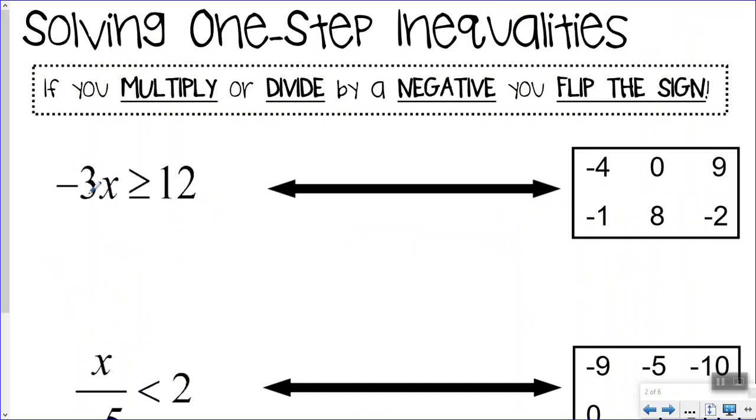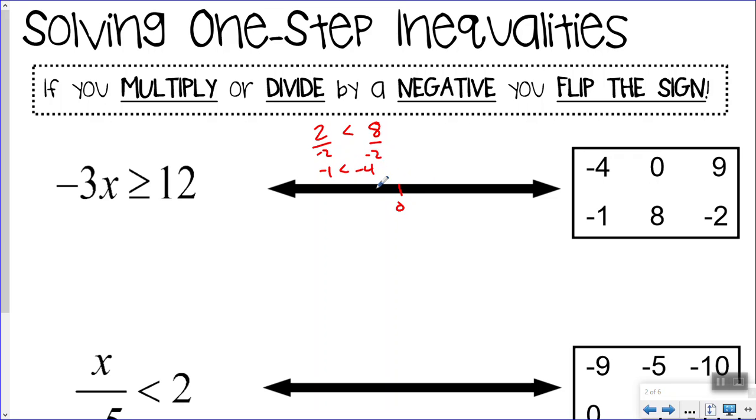Now, when we solve inequalities, there's one new rule that we must remember. Anytime we multiply or divide on both sides by a negative number, we have to flip the sign. Think about if we have this inequality statement, 2 is less than 8. We know that this is true. But if I divide both sides by negative 2, now I have negative 1 is less than negative 4.